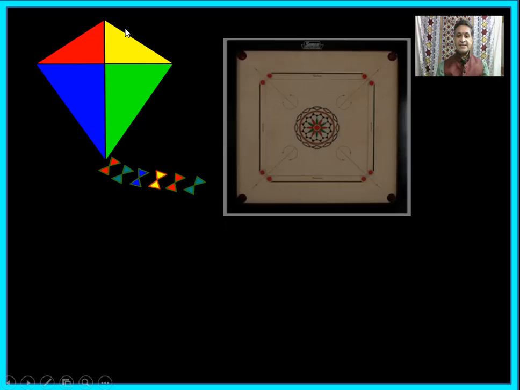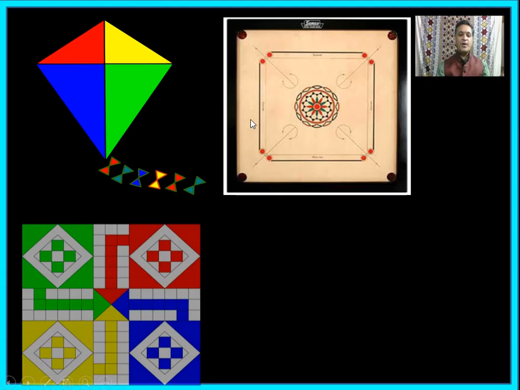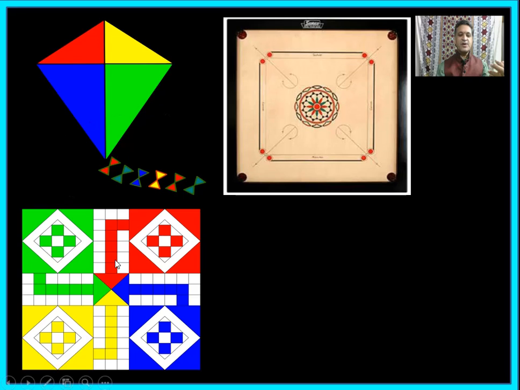It has 4 sides. This is one side, this is one side, and this is one side, and this is another side. 4 sides. And what is this? Yes, it is a carom board. What is the shape of the carom board? It is also a rectangle shape. So this is also a quadrilateral shape. Oh, it is ludo. It is also a square shape.